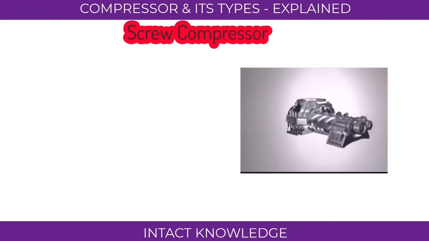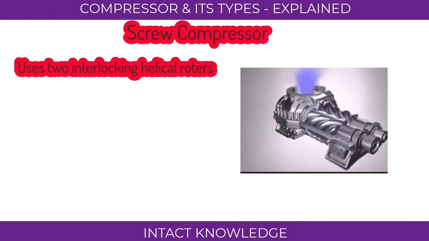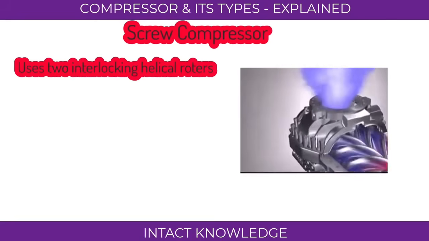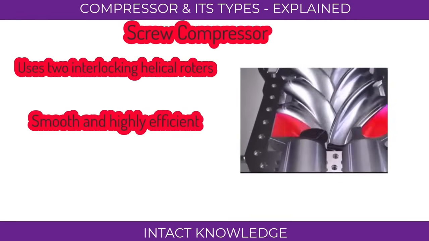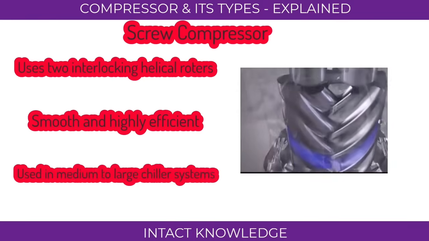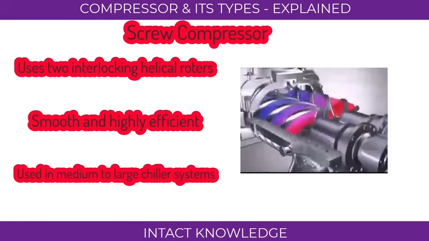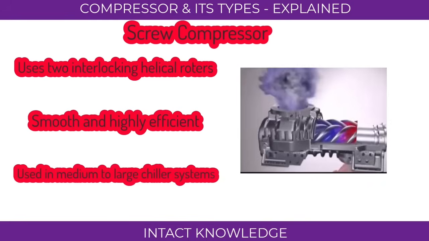Screw compressor. The screw compressor uses 2 interlocking helical rotors to compress the refrigerant. This design ensures smooth, continuous operation and high efficiency. Screw compressors are commonly used in medium to large cooling systems, such as industrial chillers, due to their reliability and ability to handle significant loads.